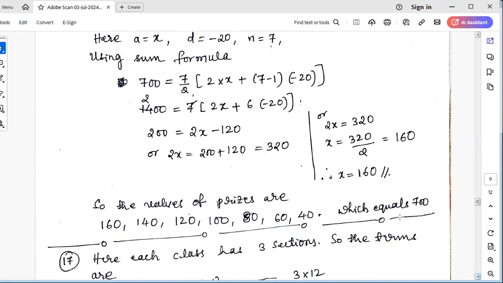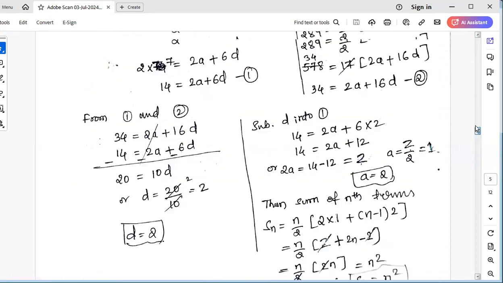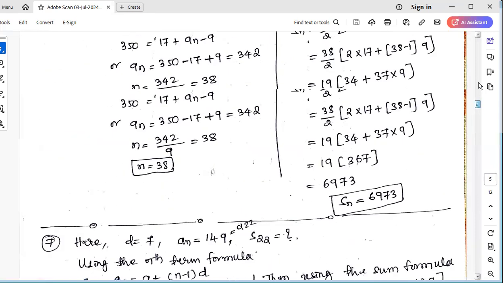Therefore, the prices are to be divided like this. The first price will be 160. Next will be 140, 120, and so on, up to 40, which totals 700. So in this way, the 16th problem is solved. Now I will move to the 17th problem.